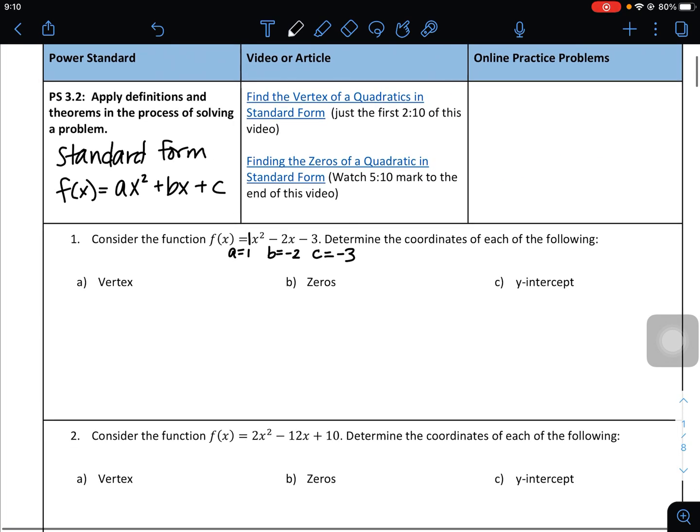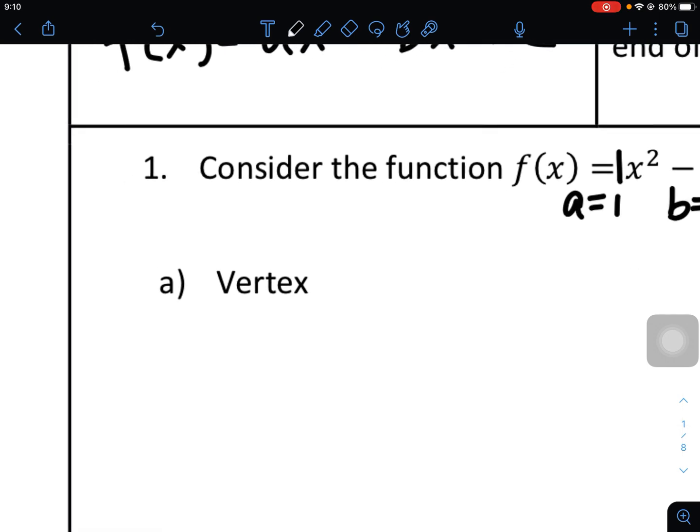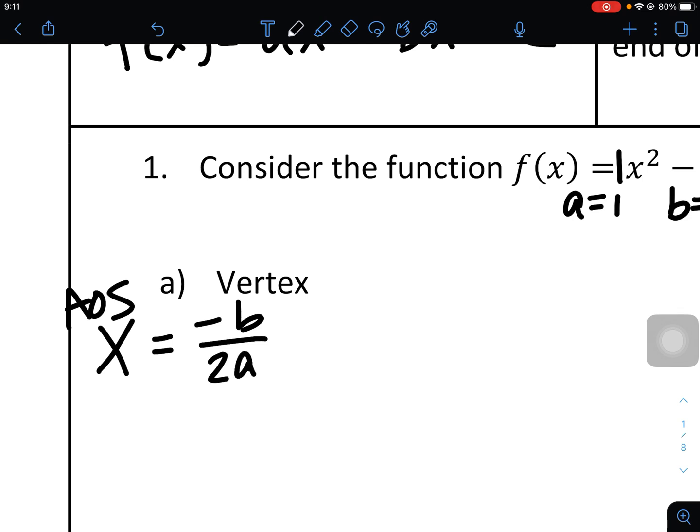To find the vertex, when you're in standard form, you're going to first need to find the axis of symmetry, which, as you remember, is the x value of the vertex. The formula for the axis of symmetry is x equals the opposite of b over 2a.